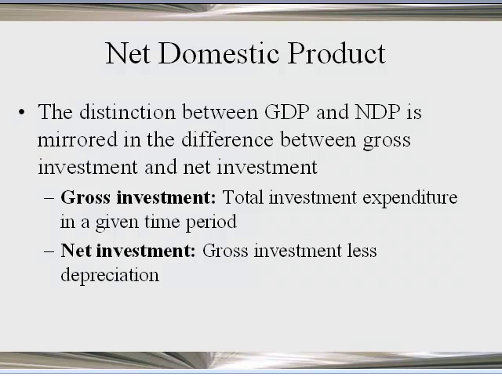So the distinction between GDP and NDP is the depreciation, which is the difference between gross investment and net investment. Net investment is gross minus the depreciation. That is what we have invested over and above what we have to set aside for the current depreciation. So that's our net investment. Gross investment is what we have set aside in total in a given time period.